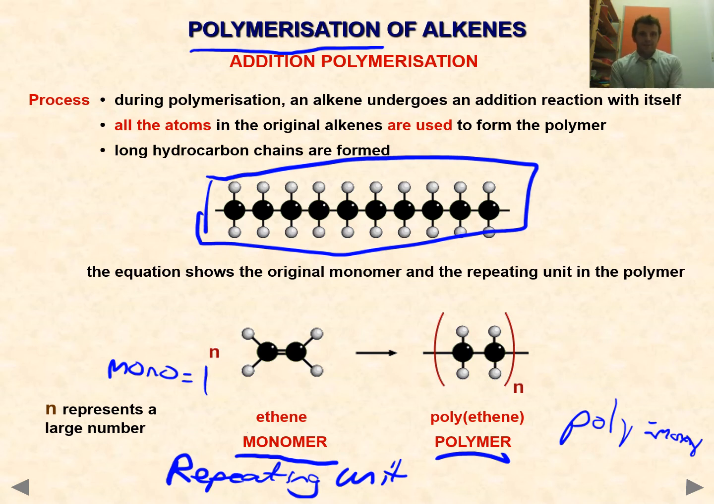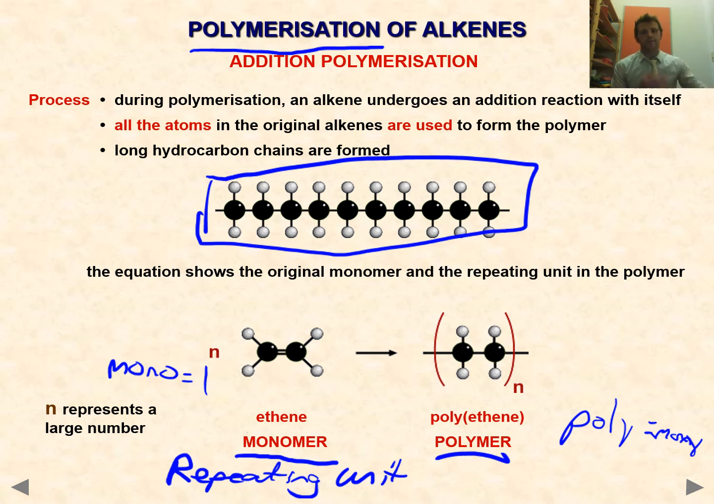Polymerization. Polymerization is one of the greatest things that humans have ever come up with, and it's also one of the worst. Basically, what ends up happening is we form incredibly long chains based off of one repeating unit. That one repeating unit is called a monomer. When it repeats multiple times, so like a polygon is a shape with multiple sides, a monomer, mono meaning one, turns into a polymer, poly meaning many.